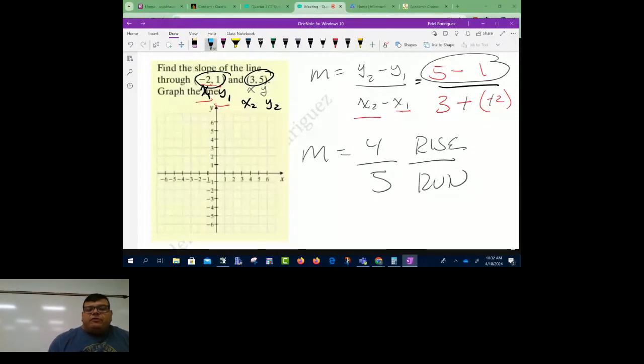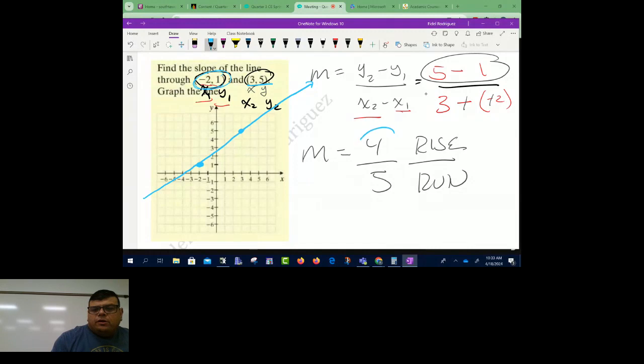I'm going to do something very similar. I'm going to plot these same points that we had here. So negative 2 and 1 means go to the left 2 and up to 1 right there. And then the point 3, 5 says let's go to the right 3 and go up all the way to 5. And again, I'm going to try to draw this line as straight as I can. Not too bad.